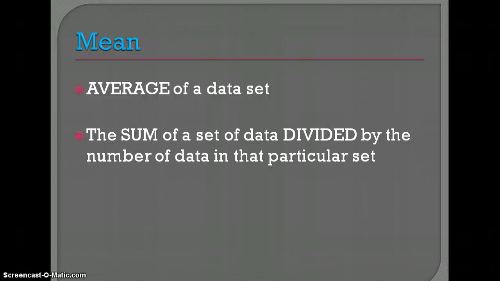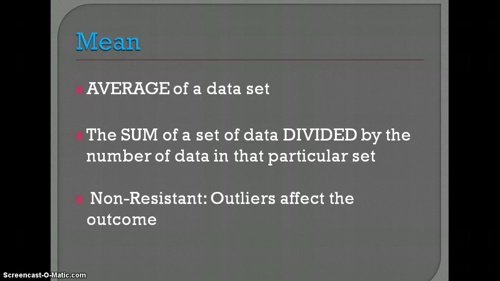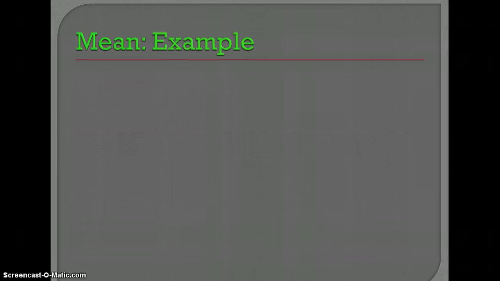How you find mean is you first sum up all the data in the certain data set, and then you divide by the number of data in that particular set. Mean is also non-resistant, which means outliers affect the outcome.